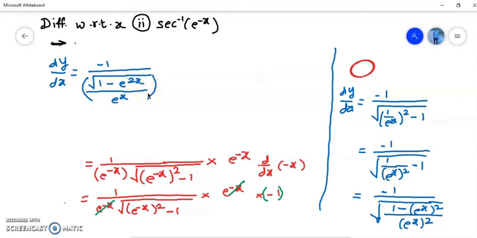So it can be still written as minus 1, and this will be written as minus 1 into e raised to x, divided by, this denominator goes to numerator, and divided by whole root of 1 minus e raised to 2x. That is the answer. dy by dx is equal to minus e raised to x divided by root of 1 minus e raised to 2x.